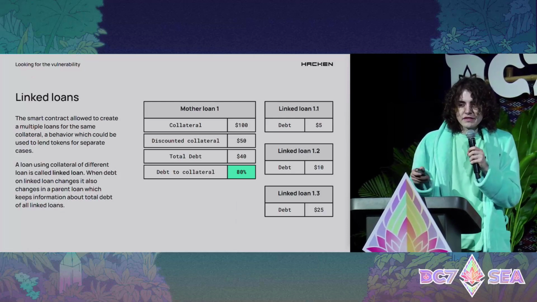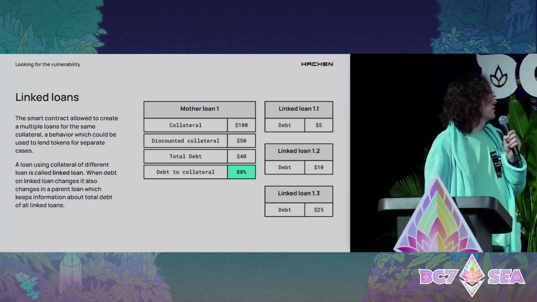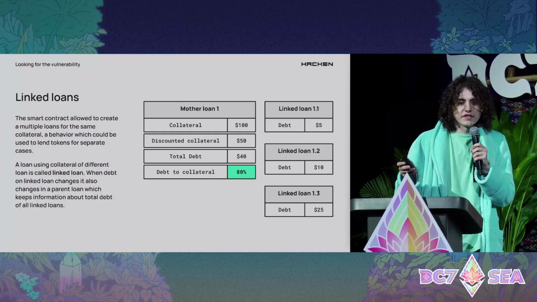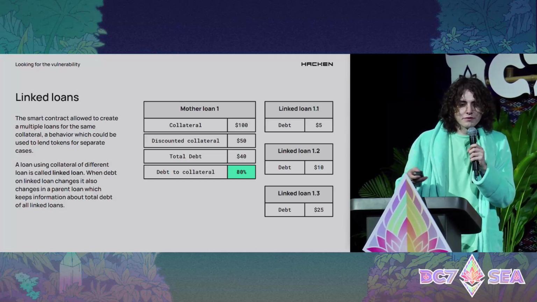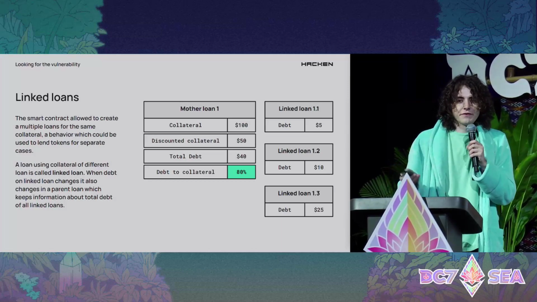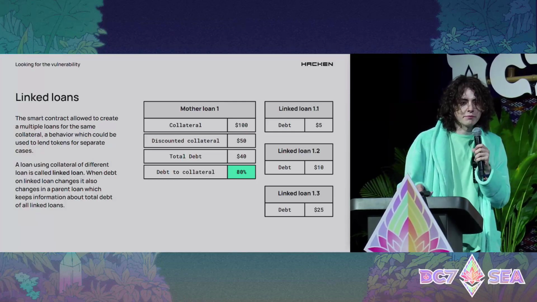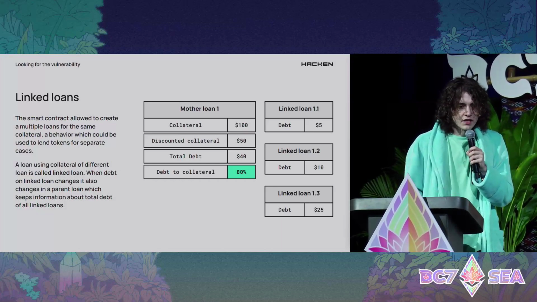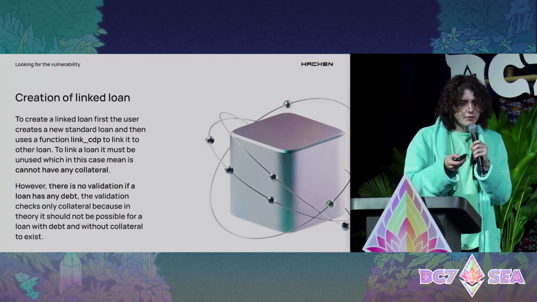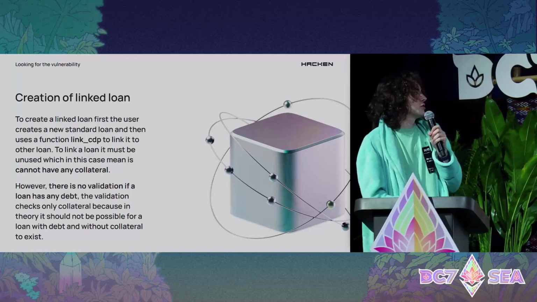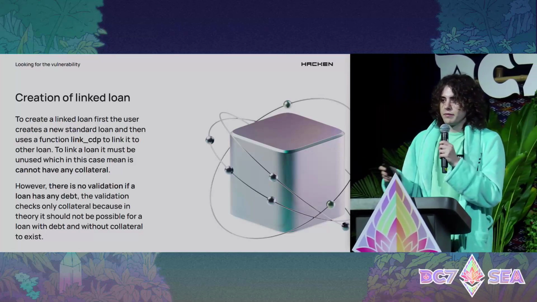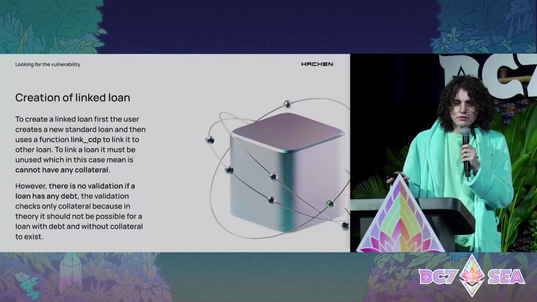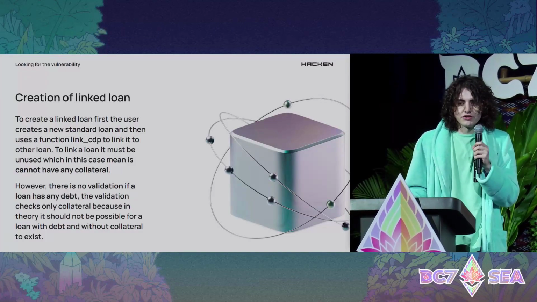And there was another very complex thing, which was linked loans. Basically, you are able to have multiple loans for a single collateral. The reason was, if you want to have a loan for different things, you can have it. So you just create one account with all the collateral and then create multiple loans linked to it. And the important part was how to create a linked loan. You could do it by creating a new empty loan with no collateral, and then linking it to the other loan which already had collateral.